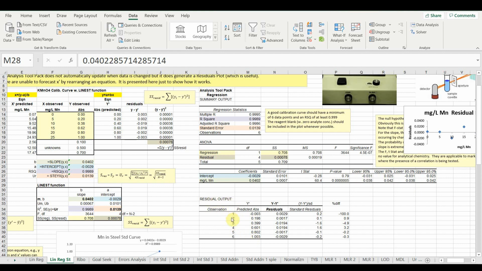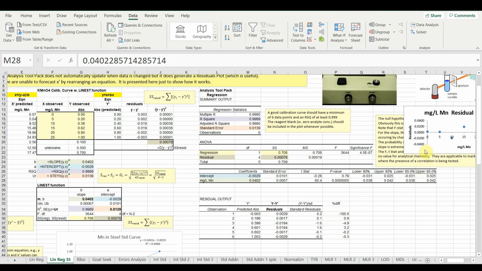Here are the 6 observations, the predicted absorbances, the same as we calculated here. Here are the residuals, y minus y prime, for each absorbance measured, we have the same values here. This is the residual divided by the standard deviation of the residuals. It's called standard residuals. The standard residuals give us an indication of the relative deviation of the points. Obviously, the highest standard residuals would be those points that are farthest from the line of best fit.